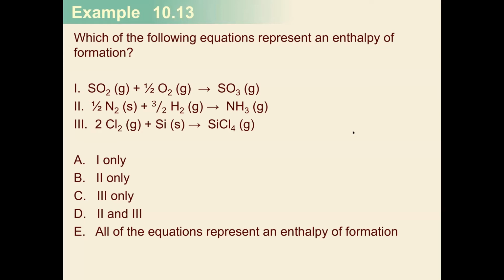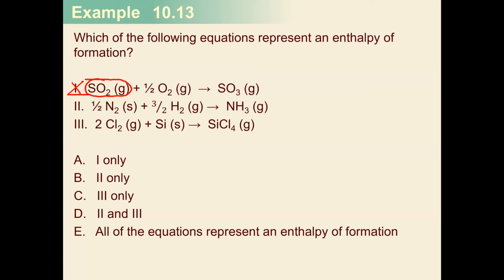So let's look at number 1. You can see that we are mixing SO2 gas plus O2 to give us SO3. Notice that number 1 cannot be a standard enthalpy of formation because this is not an element. This is a compound. Our sulfur dioxide cannot be in our reactant's location. So therefore, number 1 cannot be an enthalpy of formation.